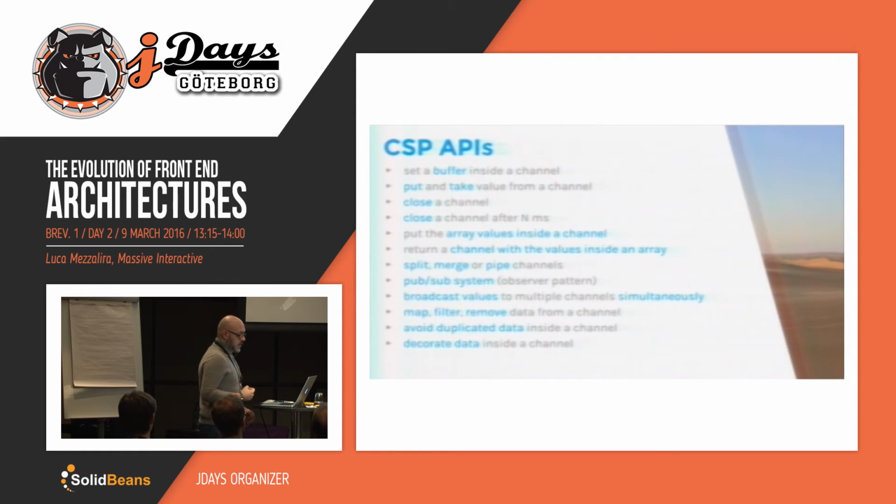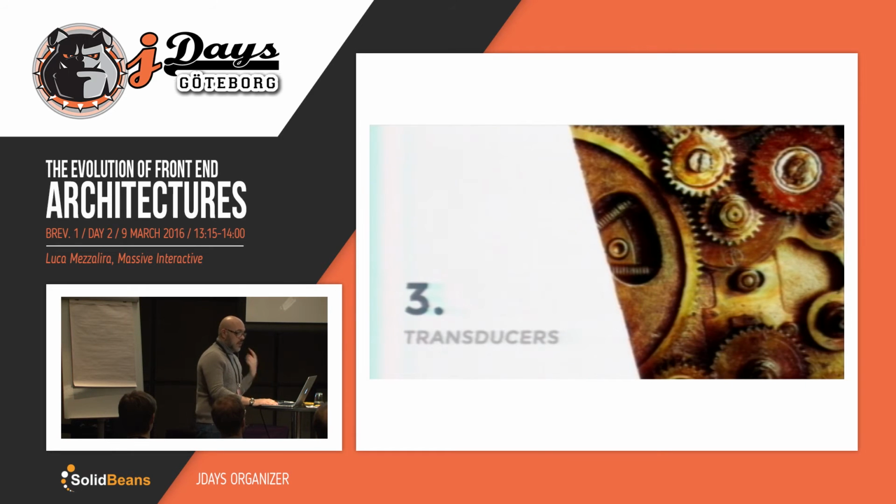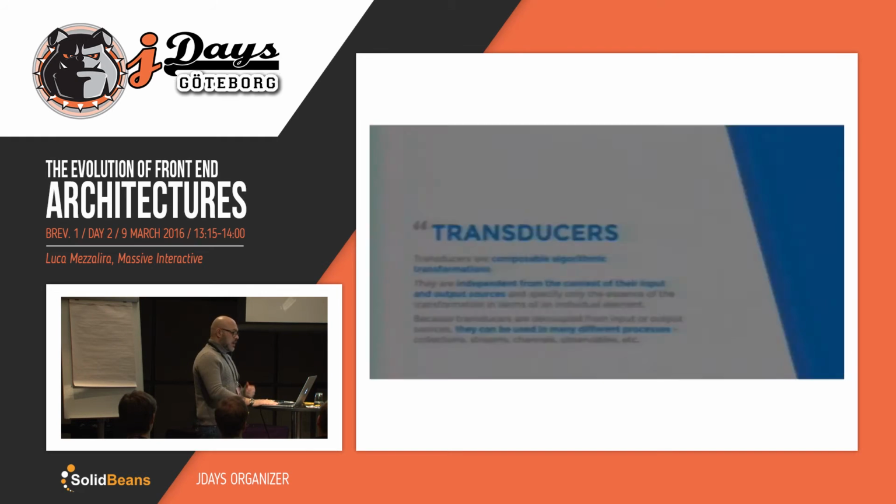You can avoid duplicated data out of the box. You basically say to the channel, every time you see duplicated data, please avoid it and don't pass it to the other component. You can decorate data, so augment the type of data. And how do you do that? Through transducers. Transducer is basically a composed word: transform and reducer. We try to transform some values, and we reduce, we try to sum or reduce these values.